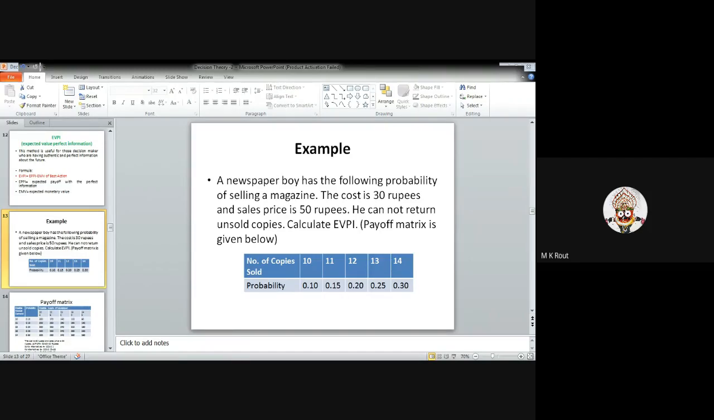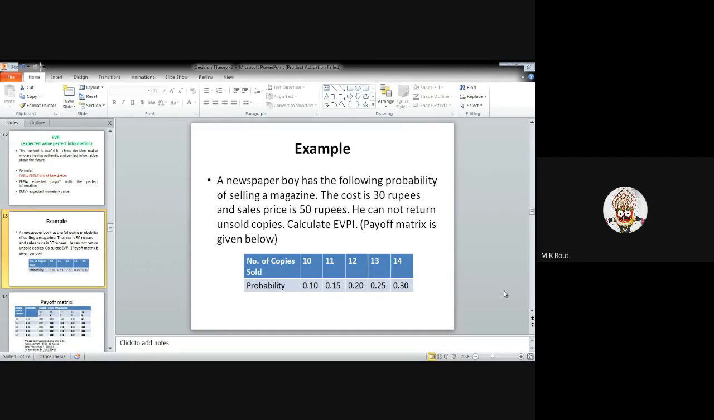A newspaper boy has the following probability of selling a magazine. The cost is 30 rupees and the sale price is 50 rupees. He cannot return the unsold copies. Calculate the EVPI in the following pay-off matrix. The following matrix is given.